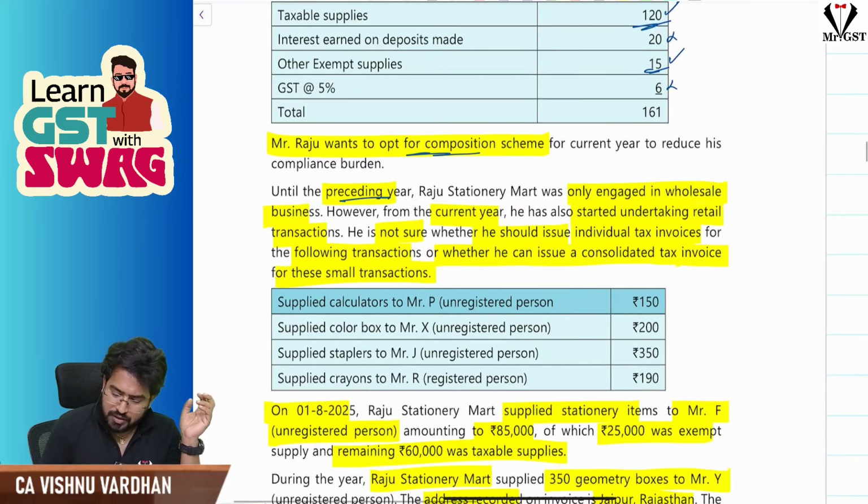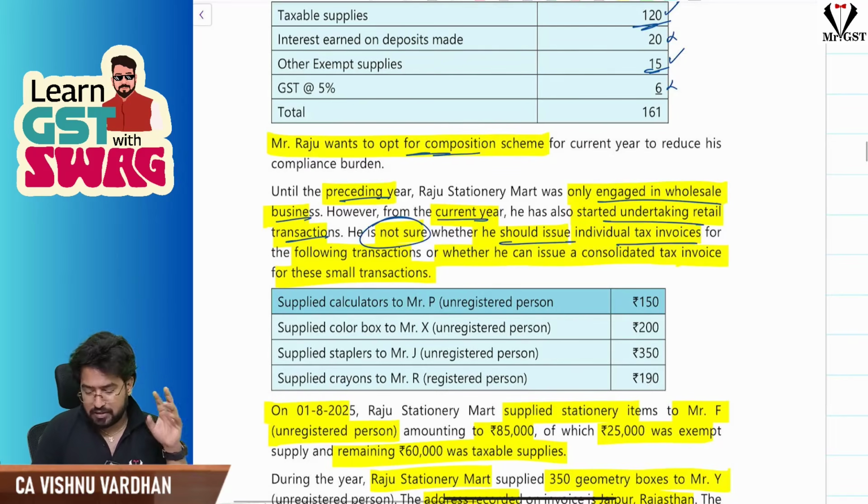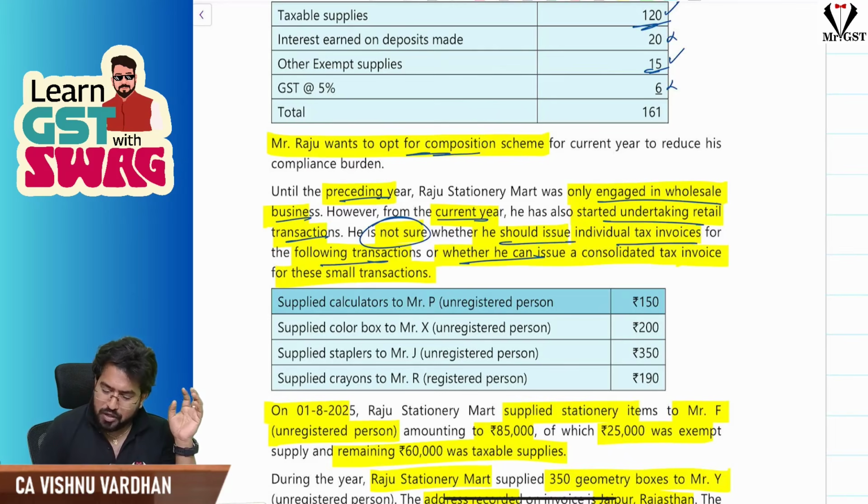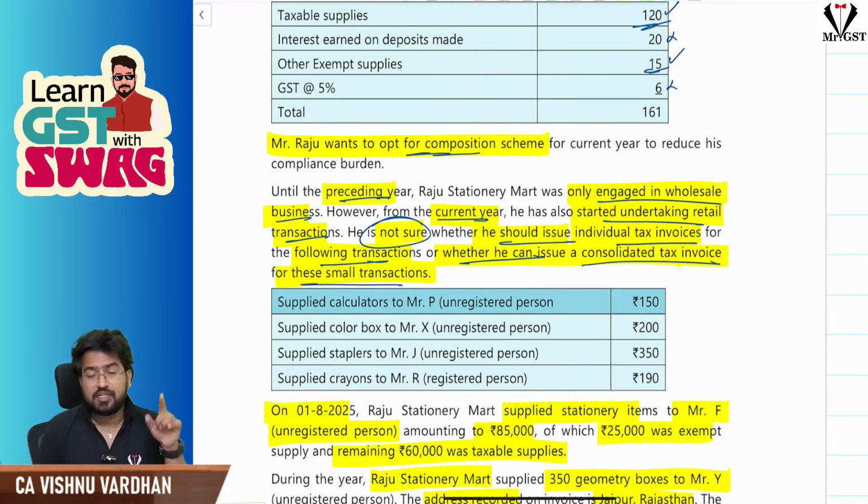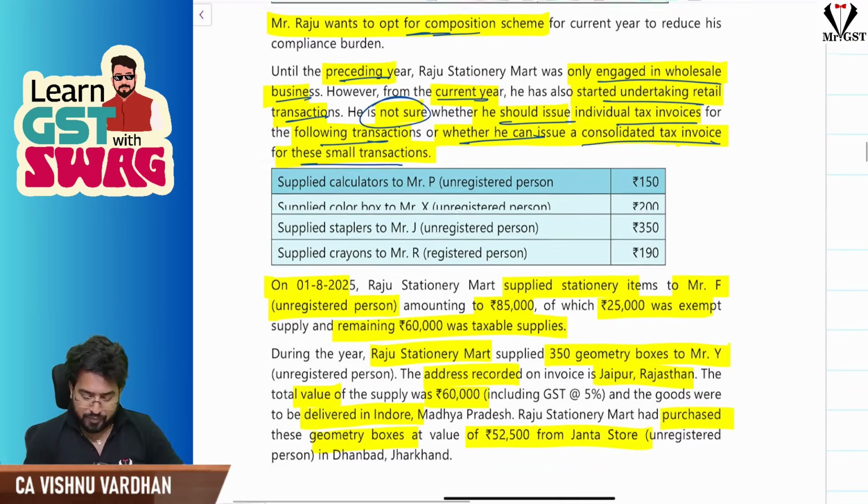Until the preceding financial year, Raju was dealing only in wholesale. Now he wants to go with retail transactions also in the current financial year. He's not sure whether he should issue individual tax invoices for the following transactions or whether he can issue a consolidated tax invoice. If you remember, there is an MCQ asking for which transactions he should give an individual tax invoice.